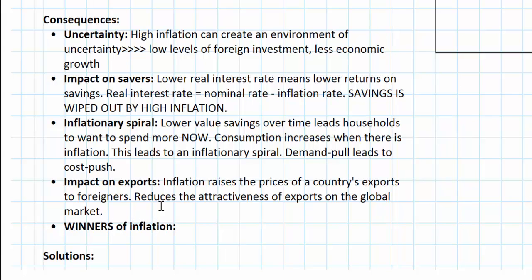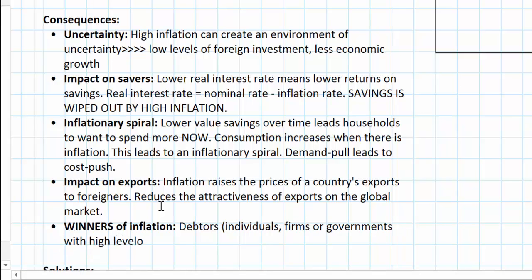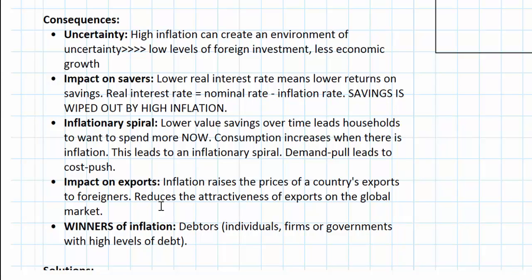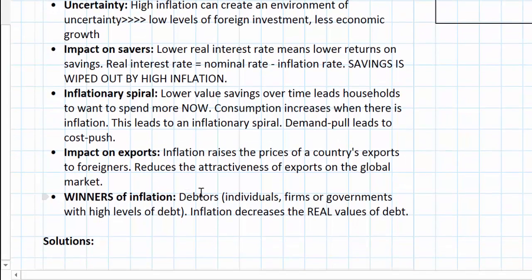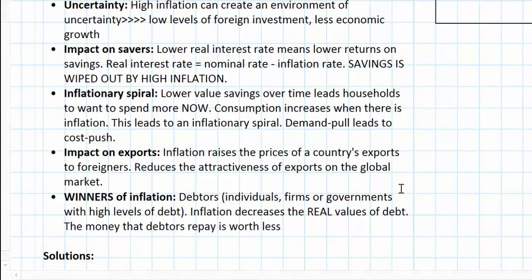There is one particular group of people that might actually benefit from inflation, and that is people who have debt, or organizations that have debt, or even a government that has debt. So we can say debtors. Individuals, firms, or governments with high levels of debt could actually benefit from inflation. Now, why is that? It's because inflation decreases the real values of debt. Inflation means the value of money is decreasing over time. The money that debtors repay is worth less than the money they borrowed.